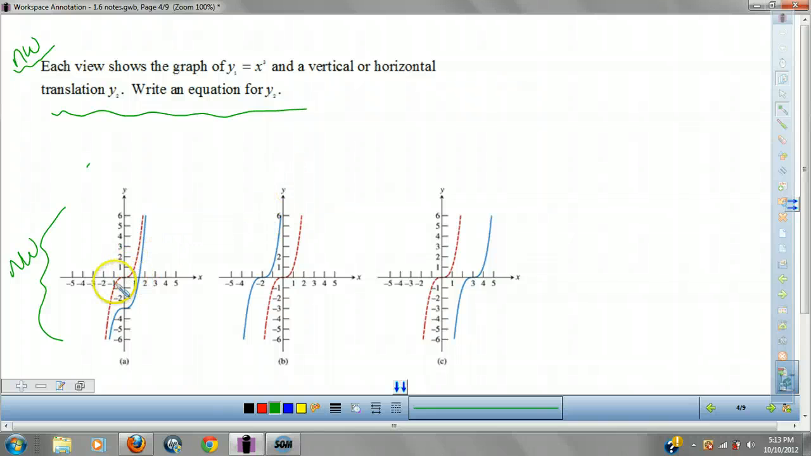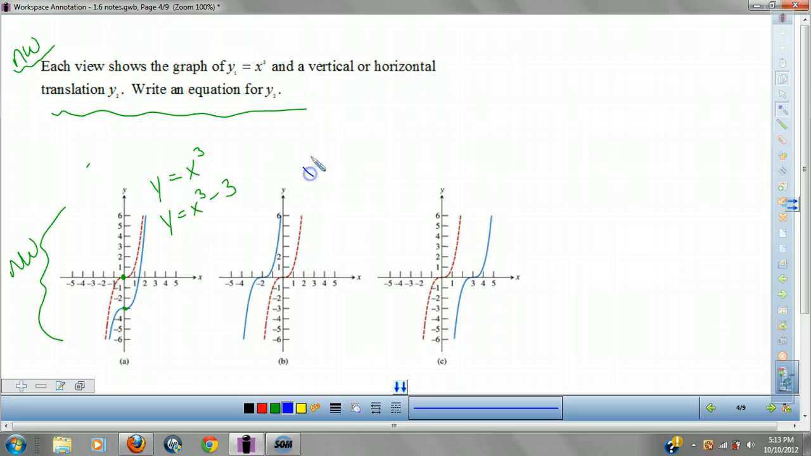Let's take a look at this guy. This is our original graph of y equals x to the third, right? What's happened to it? Well, we didn't move to left or right. It looks like we moved down 1, 2, 3, right? So if we're moving down, that means you are putting something in parentheses. That means you're subtracting 3. Okay? If you want to plug this into your graphing calculator to see if it's working, go for it.